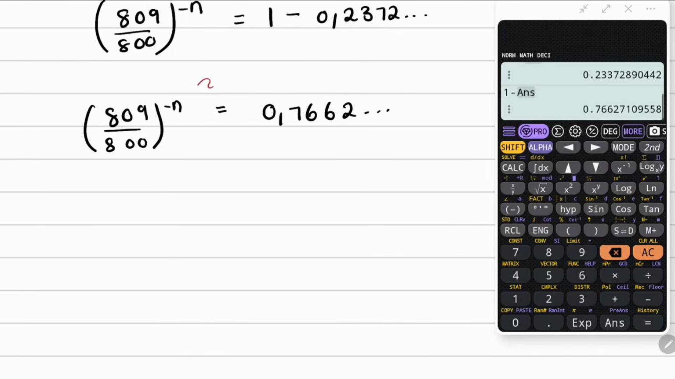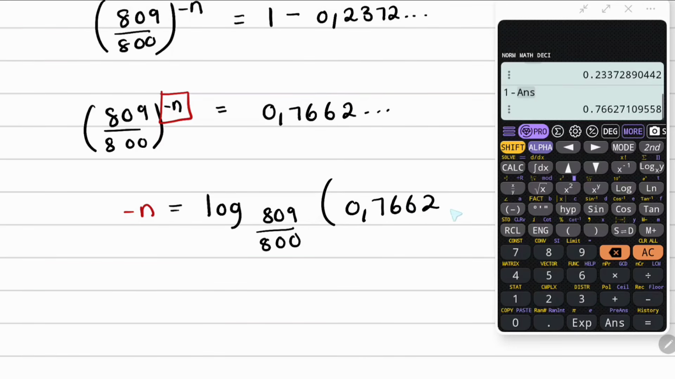And now we can finally solve for the exponent, which is currently a negative n. So negative n is equal to, and we're going to use log. So log, and our base is 809 over 800. And our answer is this here. So here's the thing. We're not going to use this because it's going to round off. We're going to use that Ans button again.